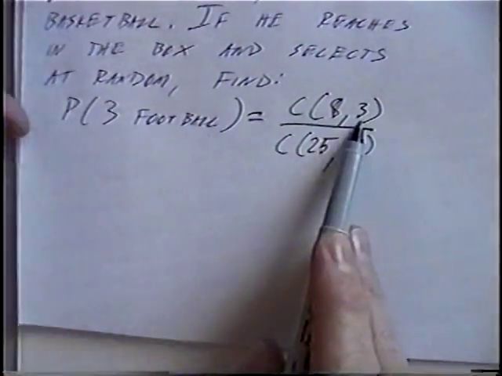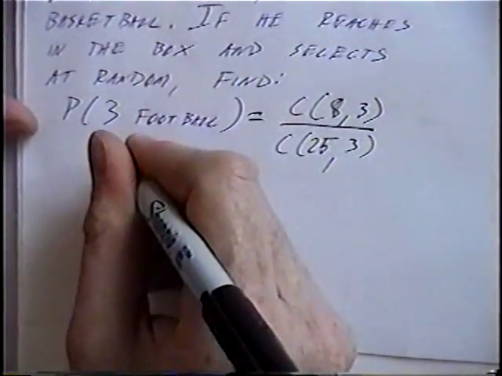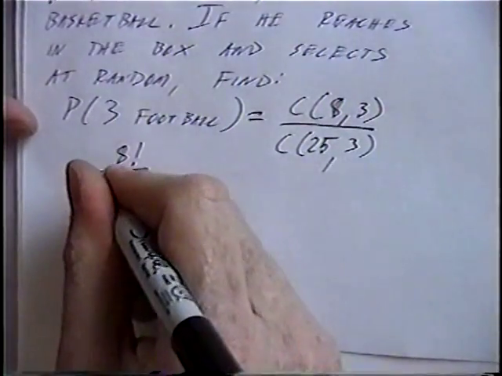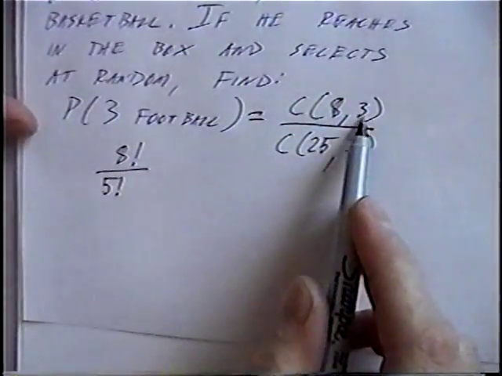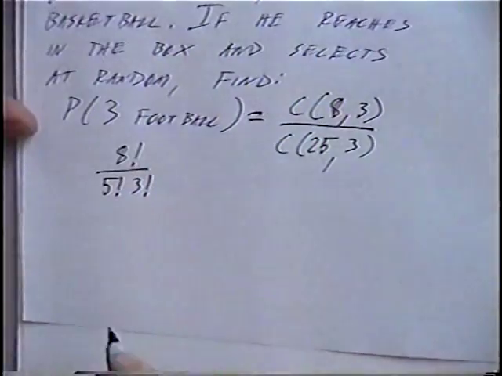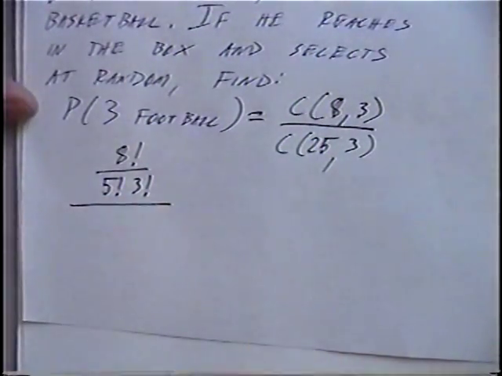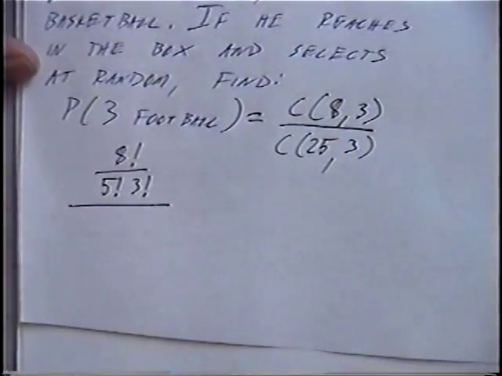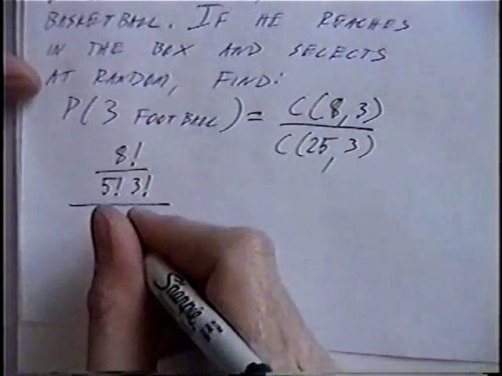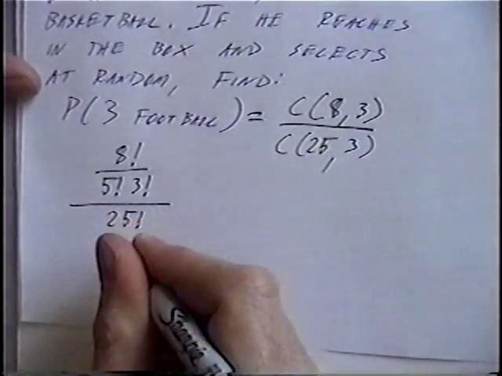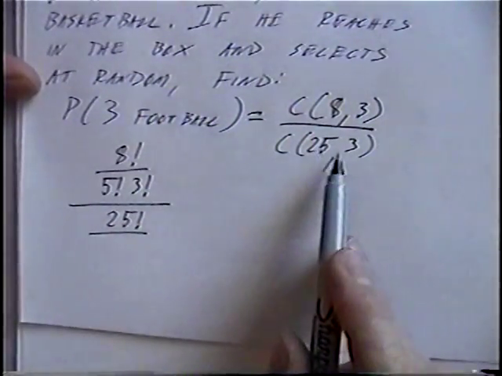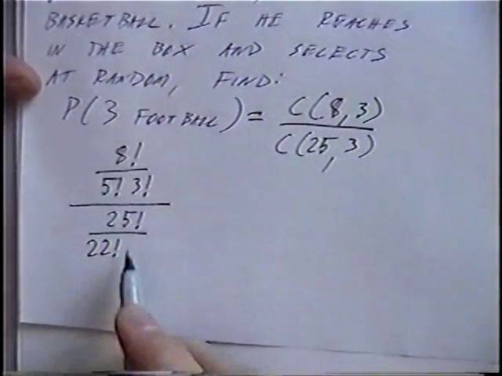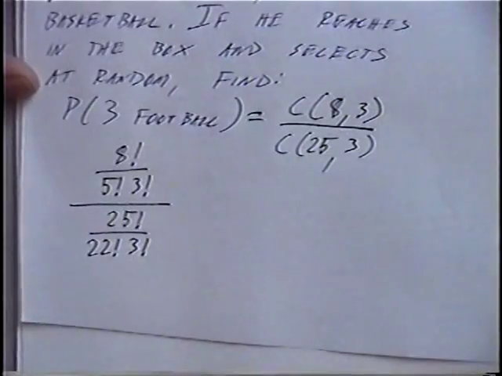Solving this, we have combination 8, 3. That would be 8 factorial divided by 8 minus 3, which is 5 factorial. The combination also has the 3 factorial on the denominator. Our second fraction, the denominator, will be 25 comma 3 for the total combinations, and that would be 25 factorial divided by 25 minus 3, which is 22 factorial, and the extra 3 factorial goes on the end.